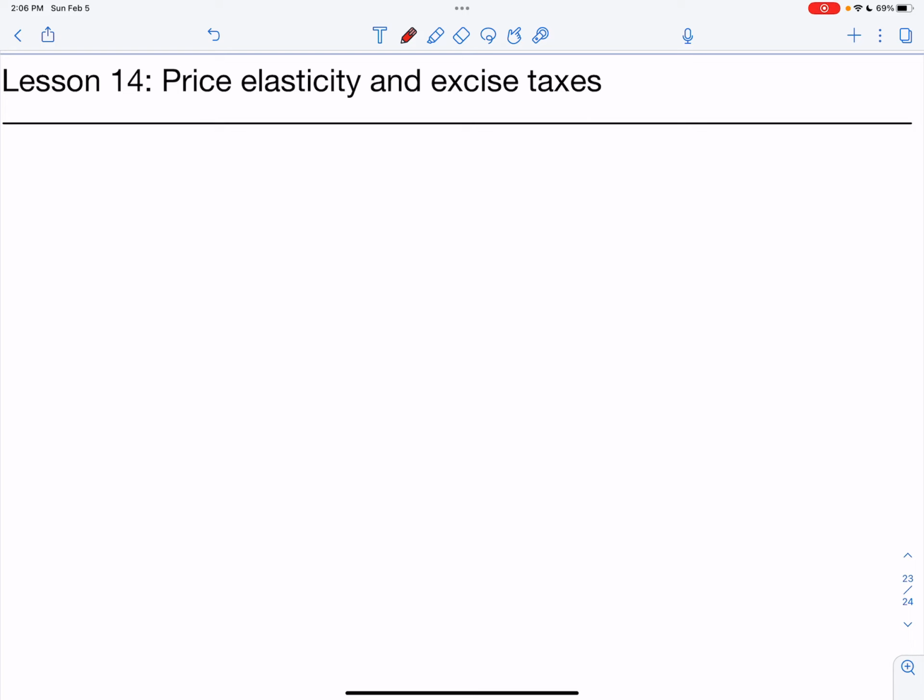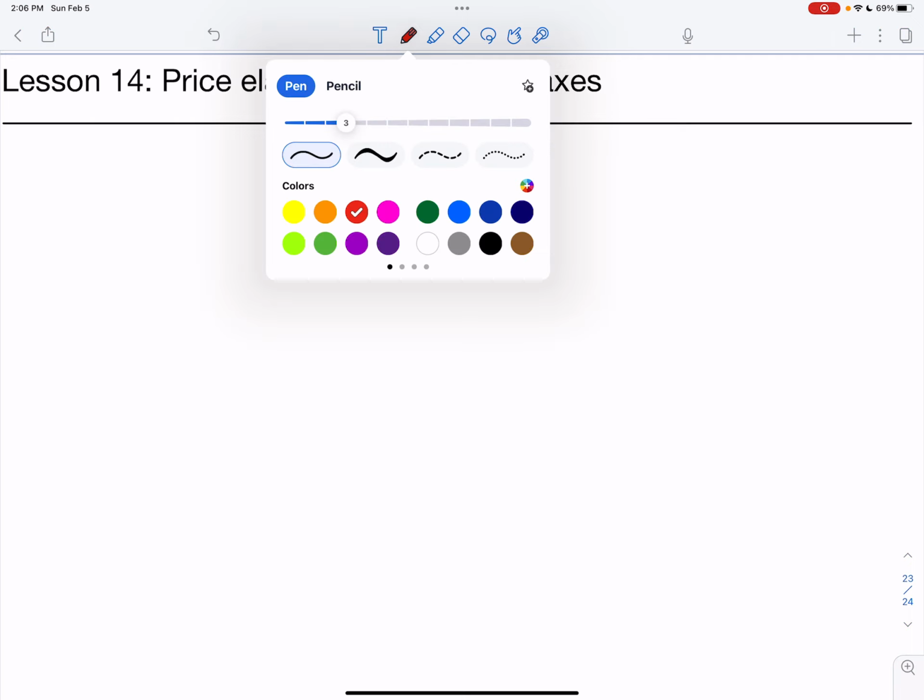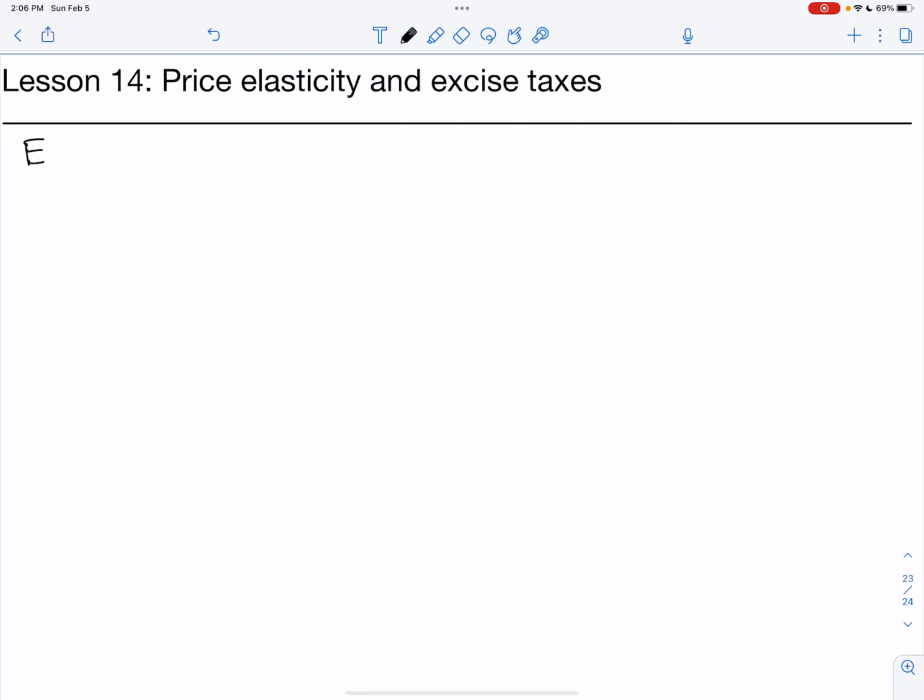In this video, we're going to talk about the relationship between price elasticity and excise taxes. So before we go on to analyzing this graphically, let's just define what an excise tax even is. So what is an excise tax? An excise tax is a tax levied on the sale of a particular good.